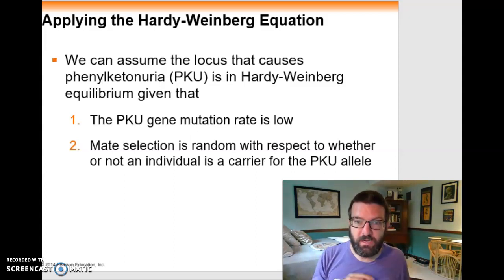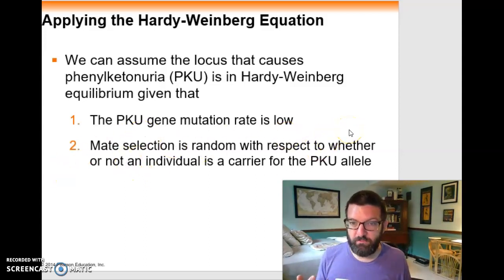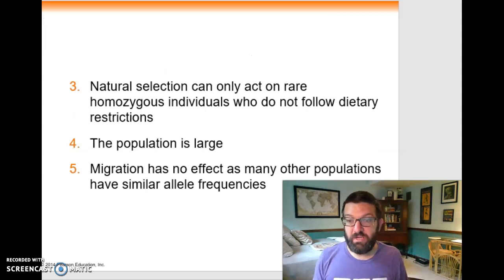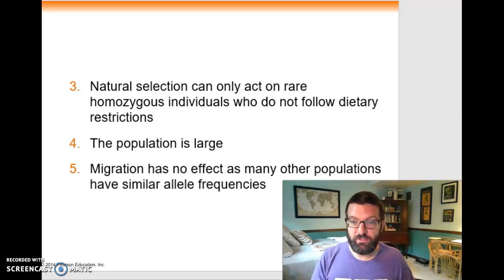First, it has a very, very low mutation rate, and so we can look at that as essentially 0. Mate selection is random, so we have random mating, essentially because you don't really know if somebody else has PKU. It's very treatable, and so if someone gets it, it tends not to be noticeable or cause any big impact. Because it's treatable with some simple dietary restrictions, natural selection doesn't have a big impact on those homozygous individuals who have that recessive condition. The population is large.